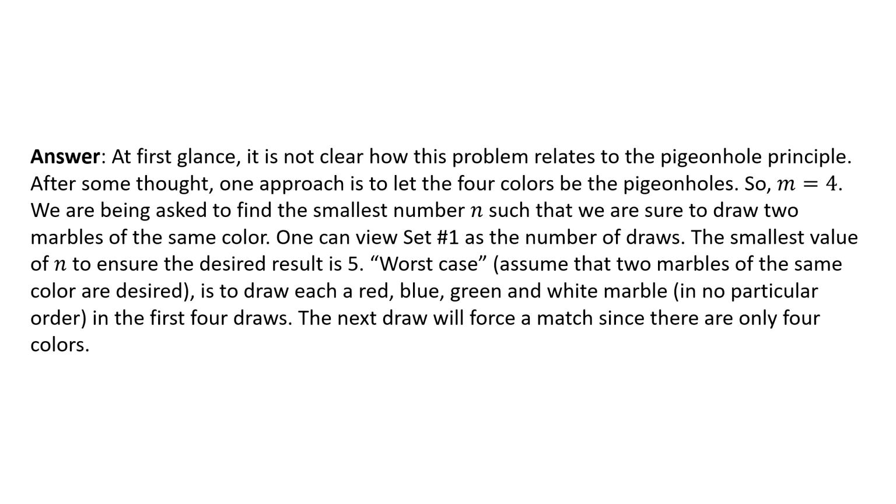At first glance, it's not clear how this problem relates to the pigeonhole principle. At least for me, it really wasn't clear when I first saw this. After some thought, one approach is to let the 4 colors be the pigeonholes. So m is equal to 4. We're being asked to find the smallest number n, such that we're sure to draw 2 marbles of the same color. So one can view set number 1 as the number of draws. The smallest value of n to ensure the desired result is 5.